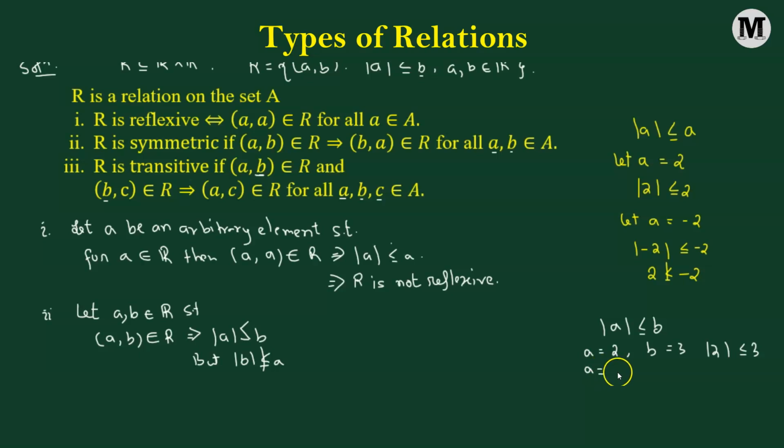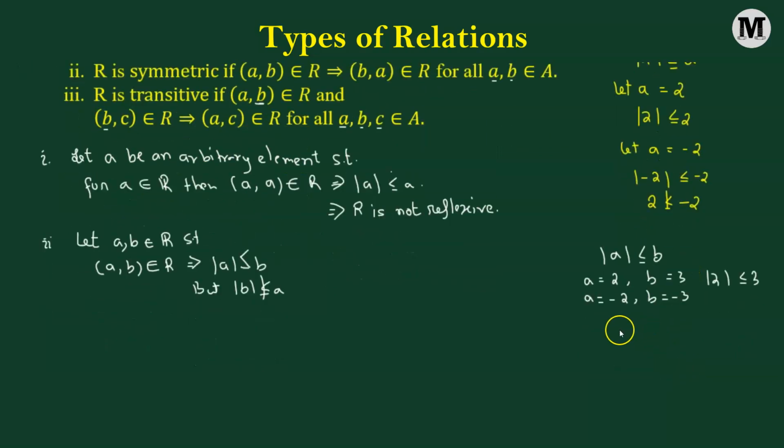However, if we choose A equal to -2 and B equal to -3, then what are we getting? Here we're getting that absolute value of -2 is less than or equal to -3, but we know absolute value is a positive value. So this is not going to be a true case. Hence we can say that B comma A does not belong to the relation R. Since B comma A cannot belong to the relation R, the relation R is not symmetric as well. So this is not going to be a symmetric relation.